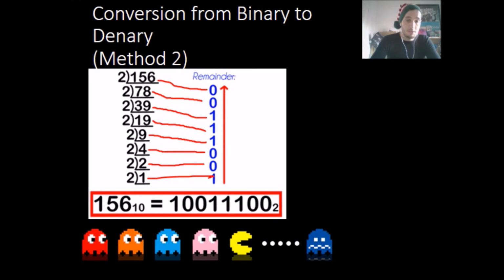And what you do is you start at the bottom and start writing that number out. So 1, 0, 0, 1, 1, 1, 0, 0. Now I will try to do a writing video of this method another time so you can see how that works, but that is how you convert from denary to binary by using the division method.